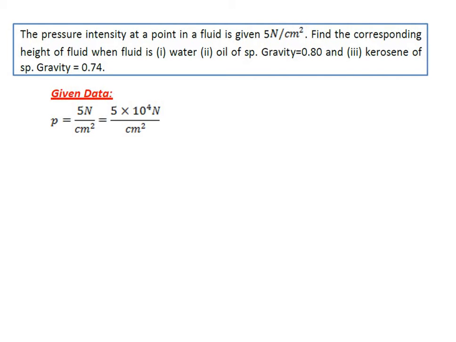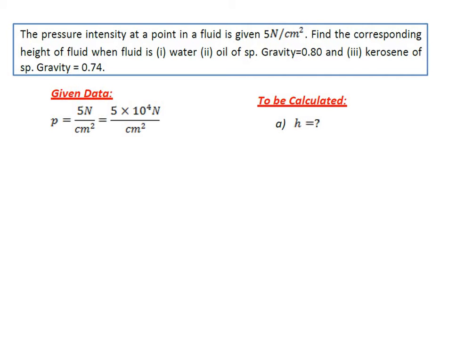Now from the given data, pressure is 5 Newton per centimeter square. If you want to convert it to meters, multiply by 10 to the power 4. Here by mistake I have written centimeter square. So the pressure is 5 into 10 to the power 4 Newton per meter square.